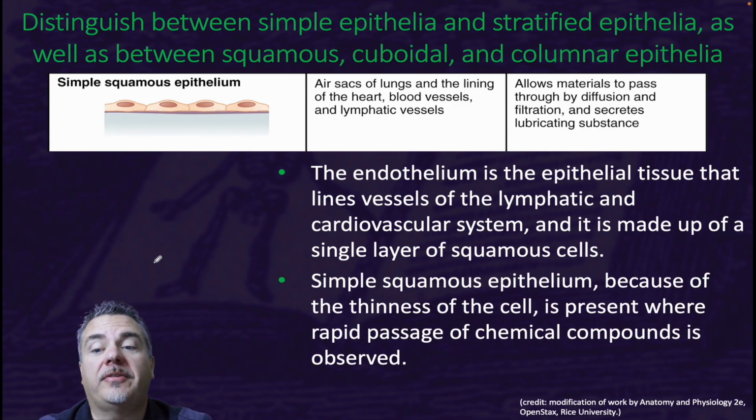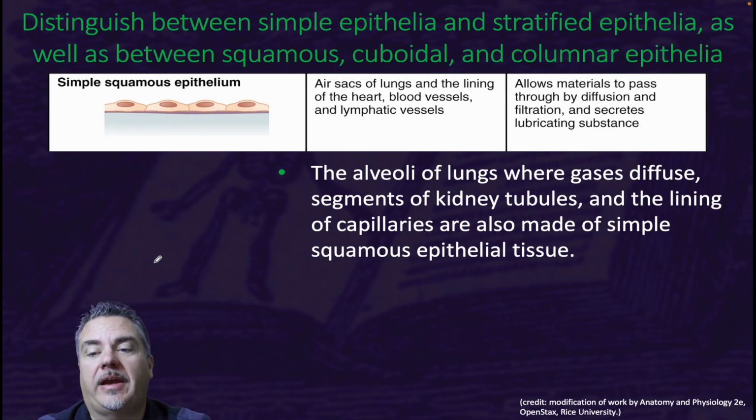So simple squamous epithelium, because of the thinness of the cell, is present where rapid passage of chemical compounds is observed. The alveoli of lungs where gases diffuse, segments of kidney tubules, and the lining of capillaries are also made of simple squamous epithelial tissues.